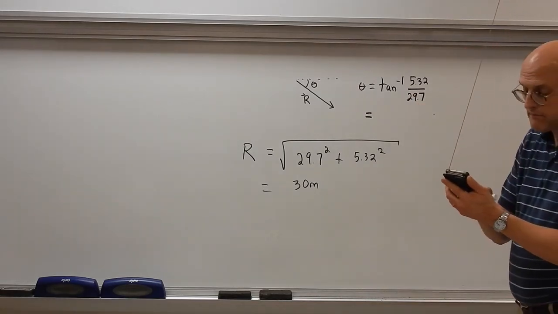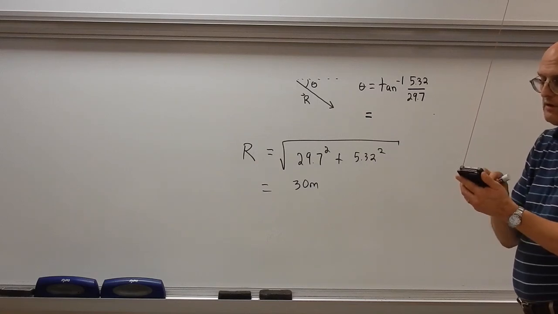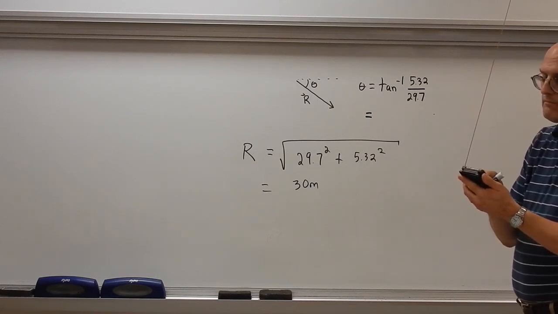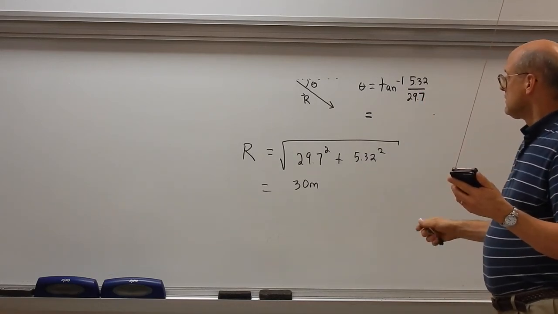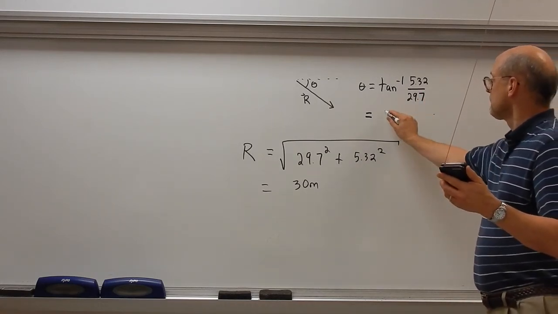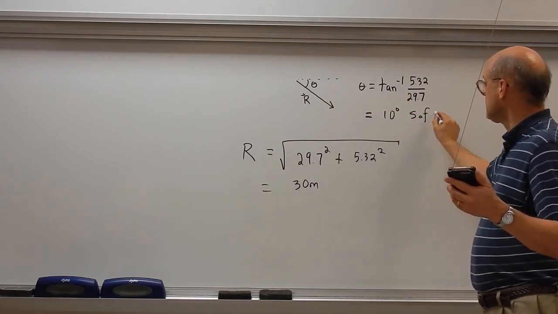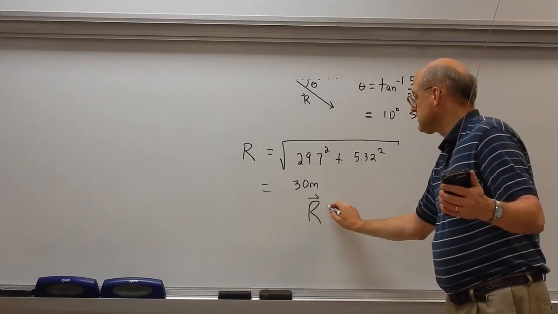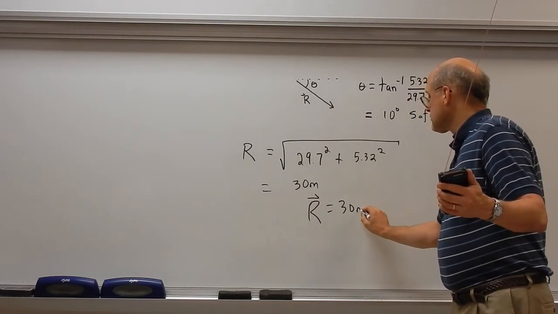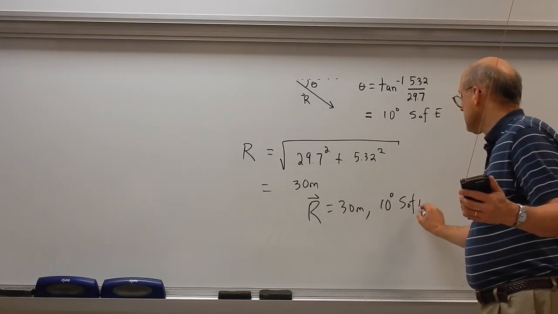Okay, so 5.32 divided by 29.7, arctan, 10 degrees. And that's south of east. South of east. So the final answer is that the resultant is equal to 30 meters at 10 degrees south of east.